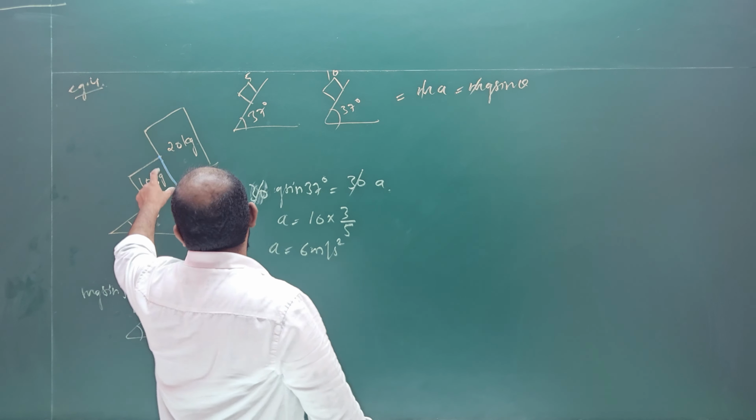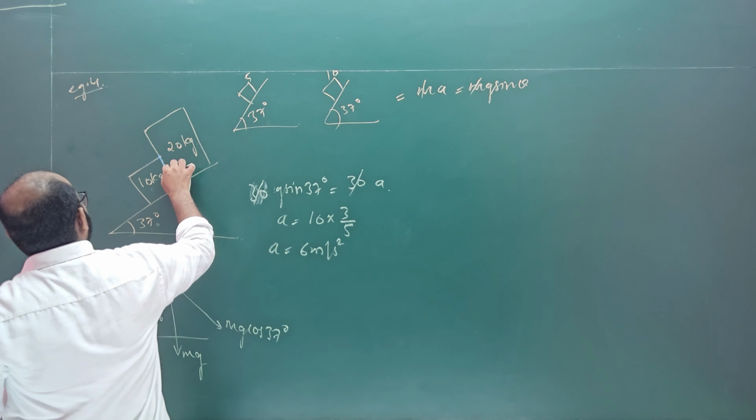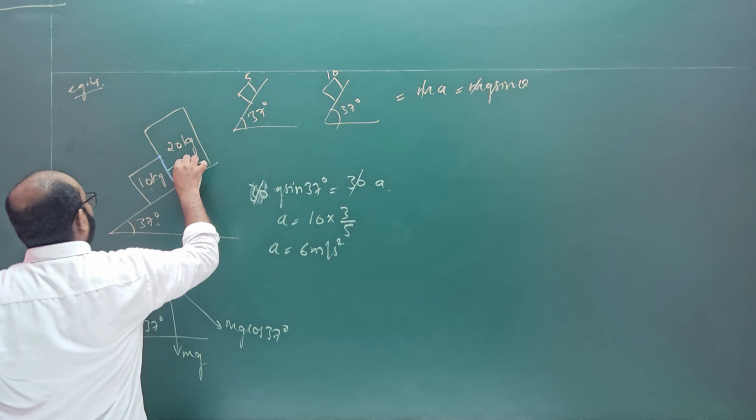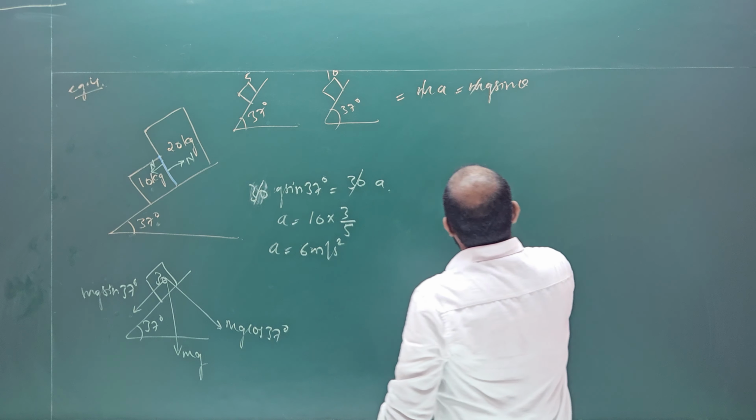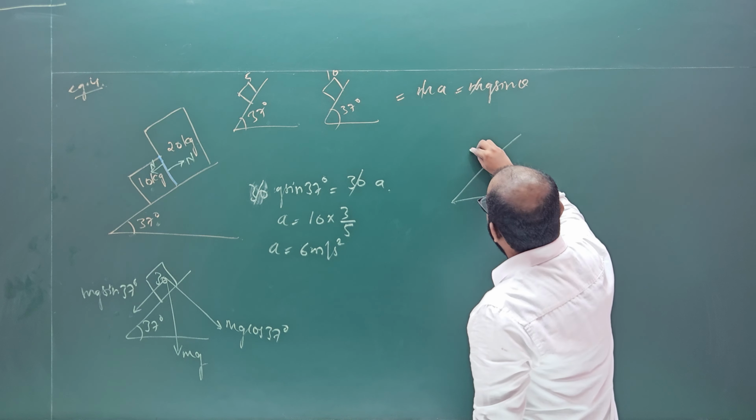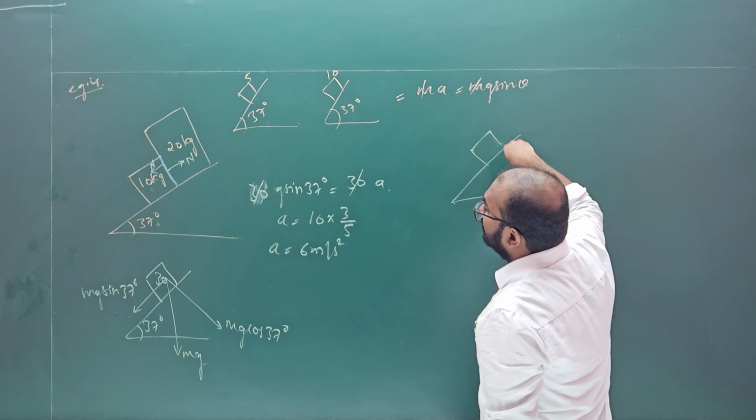So the normal values will be equal. This one will be acting in this direction and this one will be acting in this direction. Both will have an equal amount. On body A, take any one body, take this 10 kg. On this 10 kg, how many forces are acting? Only two forces, from body A and body B.